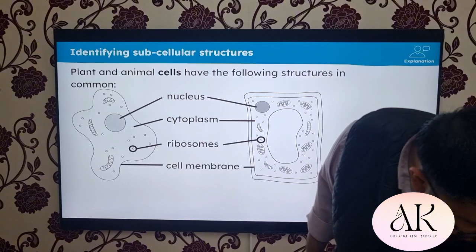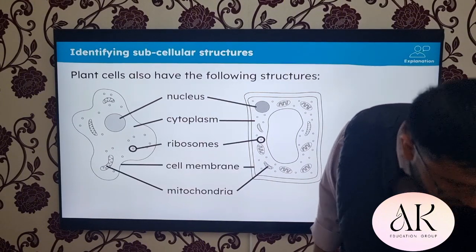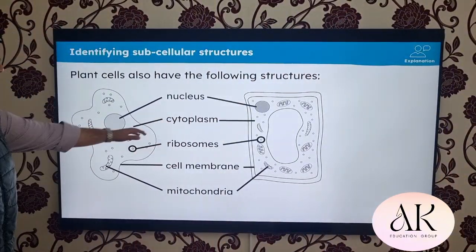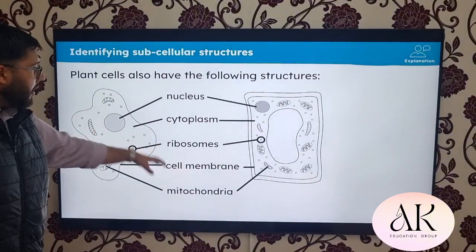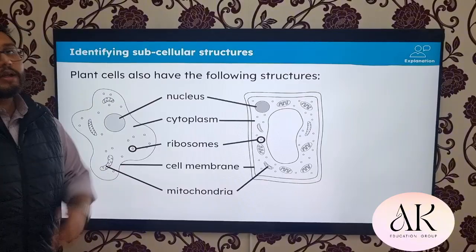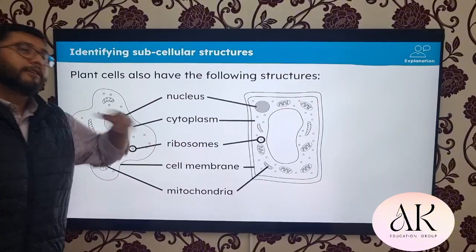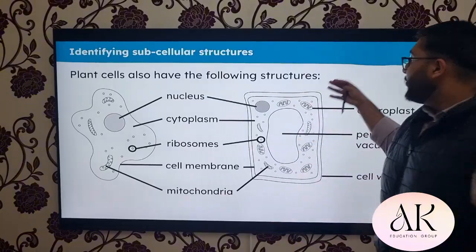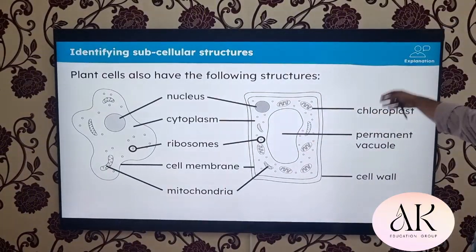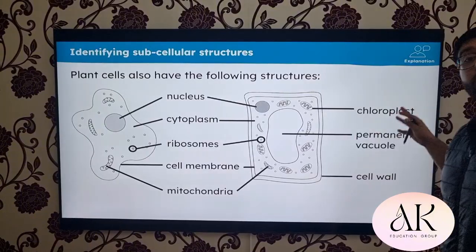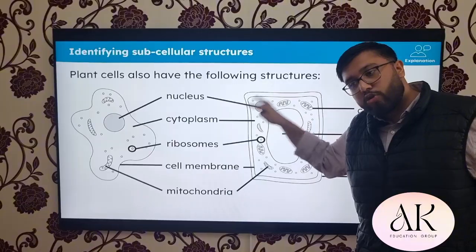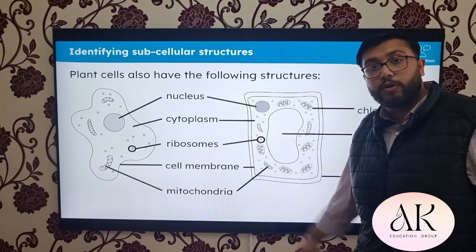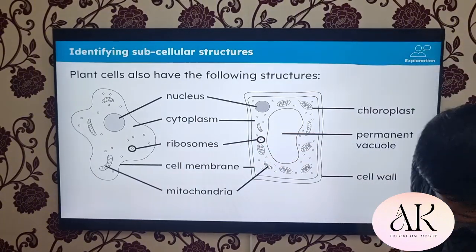So, let's look at the similarities. Your nucleus, similar. Your cytoplasm, similar. Ribosomes, similar. Cell membranes, similar. Mitochondria, similar. And then you've got the 3 add-ons: chloroplast, permanent vacuole, cell wall. Make sure you've got this written down. This is a crucial exam paper question to highlight the differences between the animal and plant cell. Make sure you've got that written down, guys.